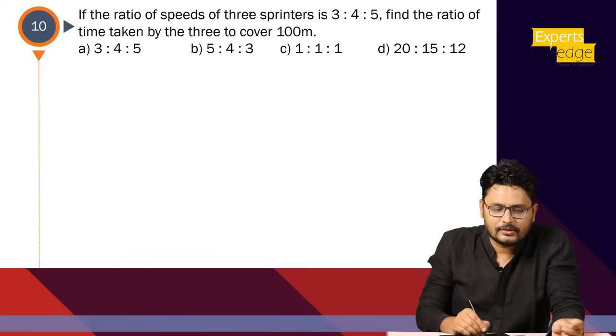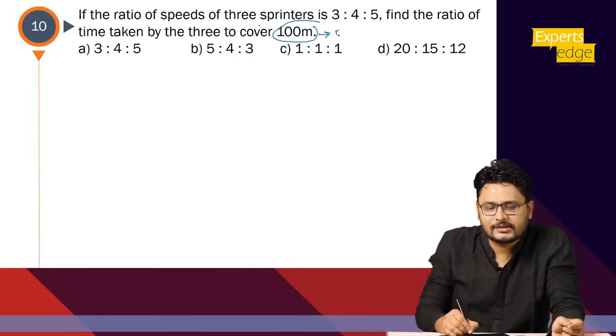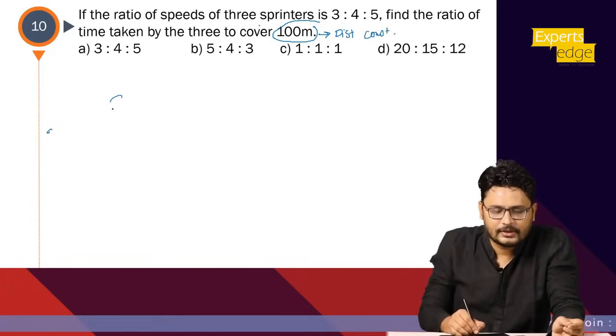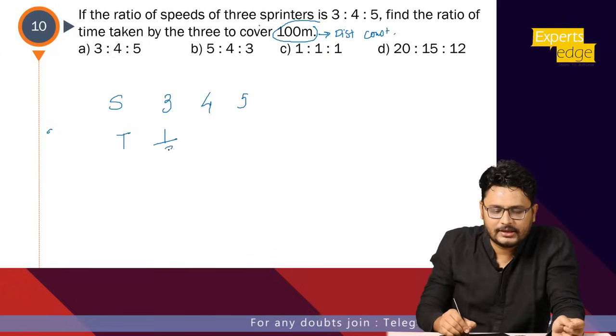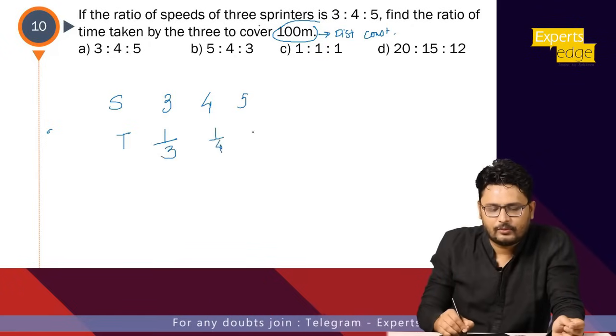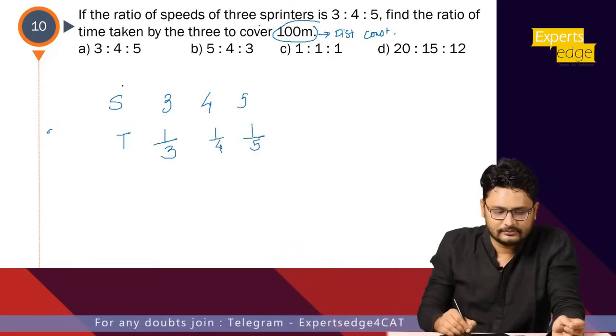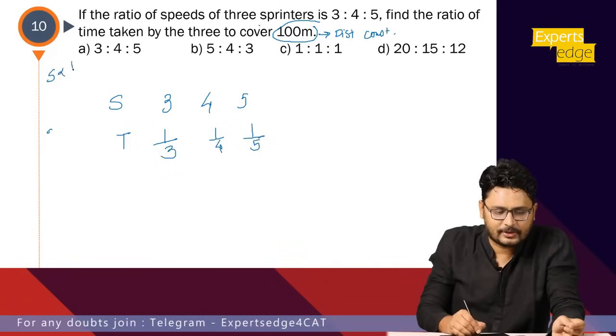as in this question, 3 sprinters, they cover 100 meters. What does the 100 meters indicate? That distance is constant, right? So if distance is constant and speed ka ratio is 3:4:5. Now what will be the time ka ratio? It would be nothing but 1/3, 1/4, 1/5. As distance is constant, speed is inversely proportional with the time.